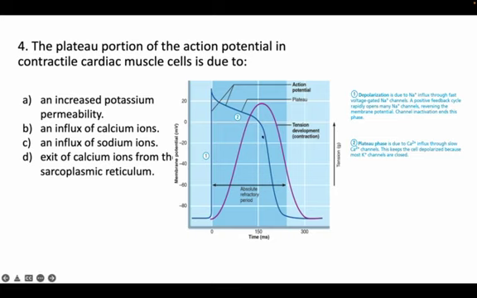So if I ask you what the plateau portion of the action potential of the contractile cardiac muscle cells is due to, it is due to calcium ions. First of all, it goes really high with the help of sodium ions, and then in the contractile cardiac muscle cells it goes into a plateau with the influx of calcium ions, because this action potential is slightly slower than what you have learned about in the skeletal muscle system. All right.